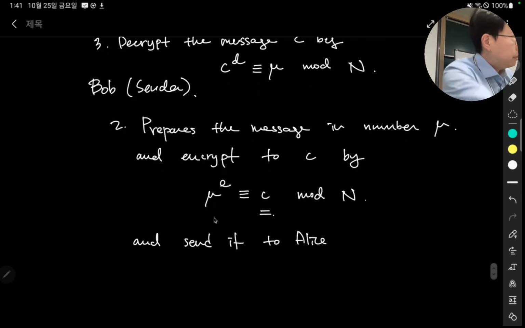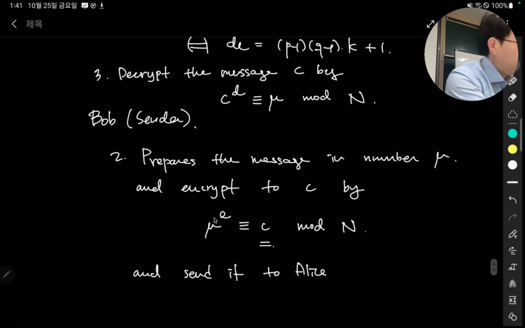So now they can transmit the message. So what's the theory behind it? We have to explain the theory. Well, why does it work?